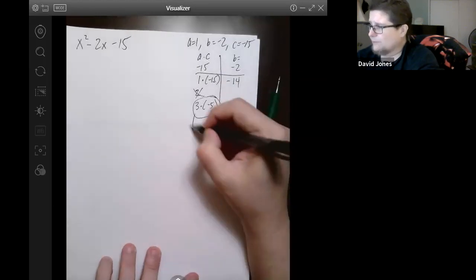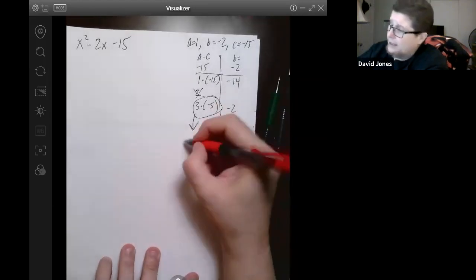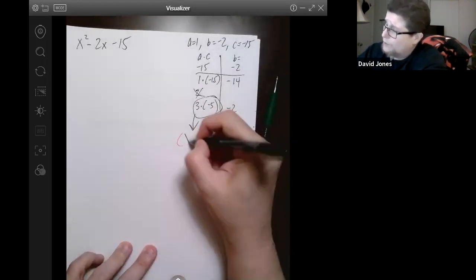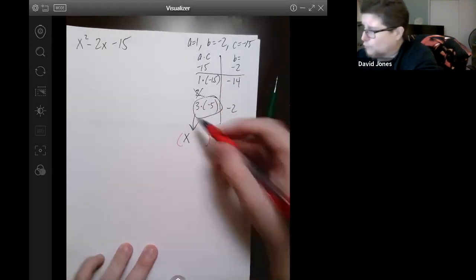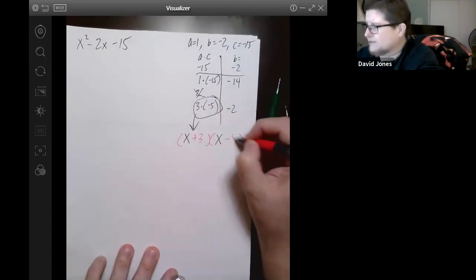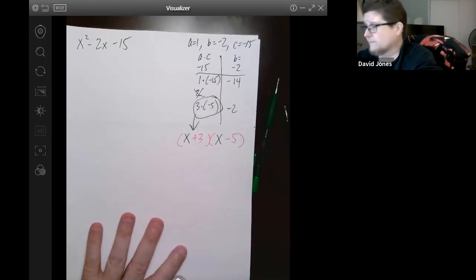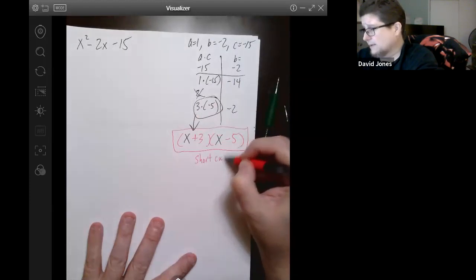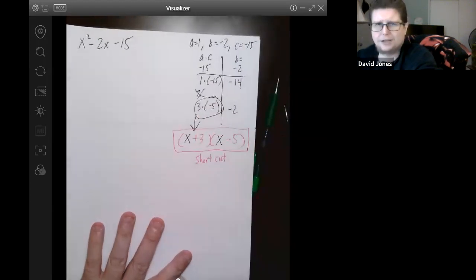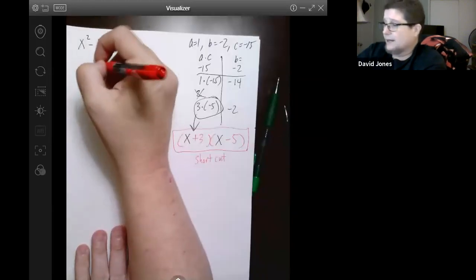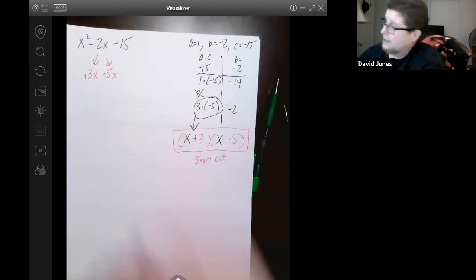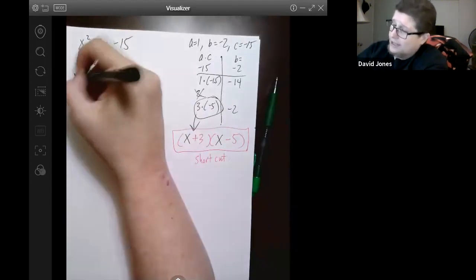The shortcut, we can just drop it directly in. We'll put an x in front of both, and we'll flop in a +3 and a -5. So that's the shortcut. And just for showing and working it out, we've done it the other way. This is +3x minus 5x. And we still have our x squared minus 15.